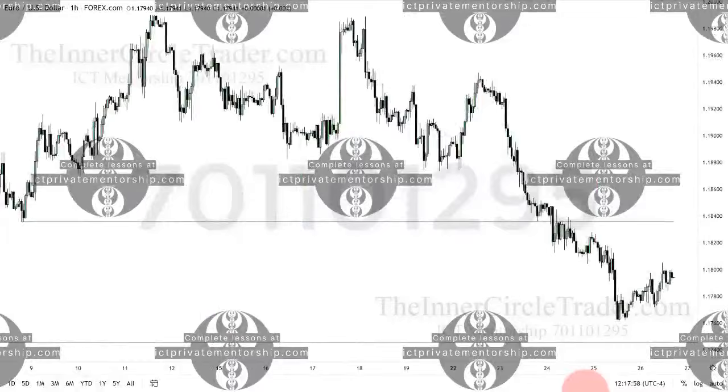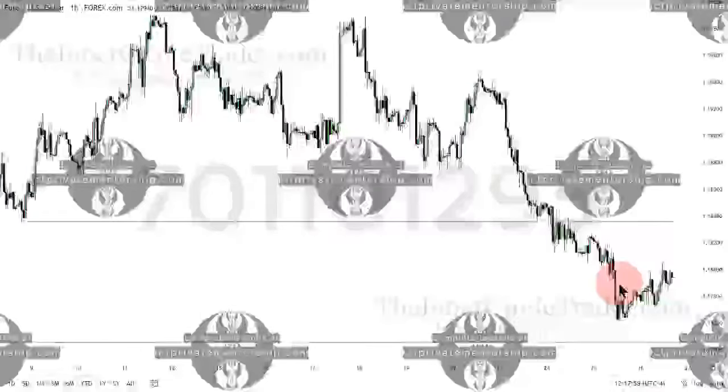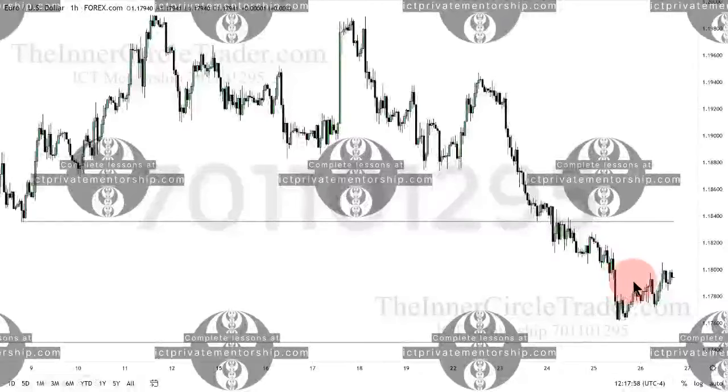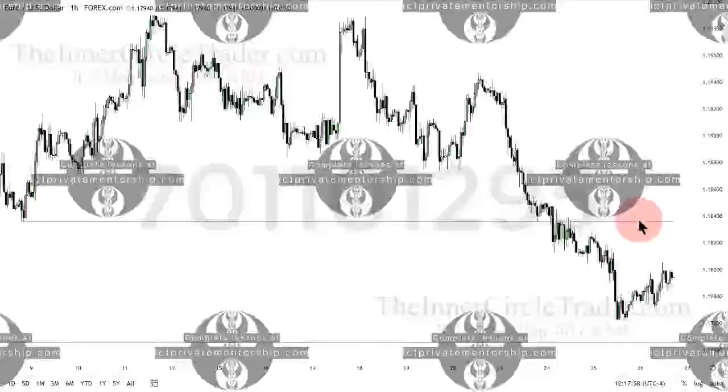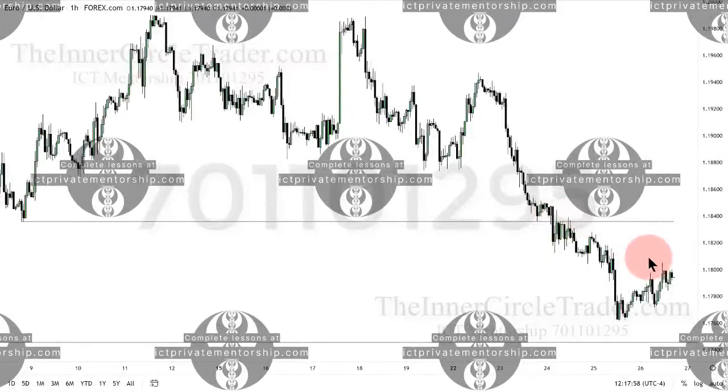Euro dollar hourly chart. So far we come back up and filled in this sell side imbalance, buy side inefficiency. Does it need to trade back up to this level here? I don't think it does. It would be better if it didn't, if it just remained heavy. But should it need to go up to another level higher than this?